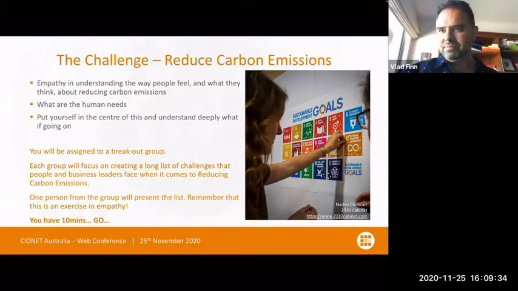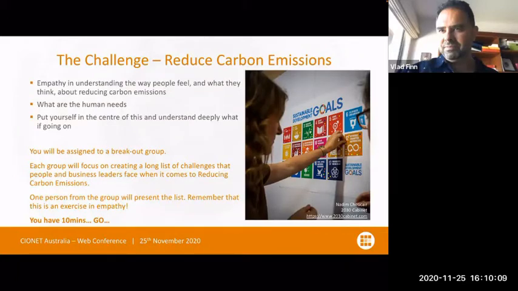And I'd like us to look at reducing carbon emissions: how do we understand the way that people feel? What is it they're thinking about? What are the issues around that? The needs as people, and understanding deeply what people are feeling, what's going on. In a minute, not yet, we're going to break out in small groups for only 10 minutes, and we're going to dive straight in.